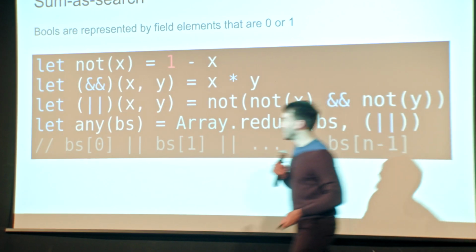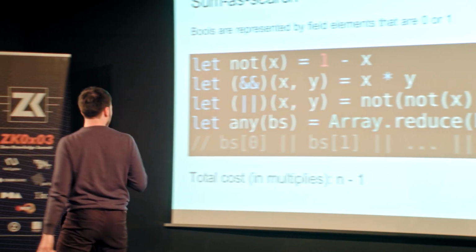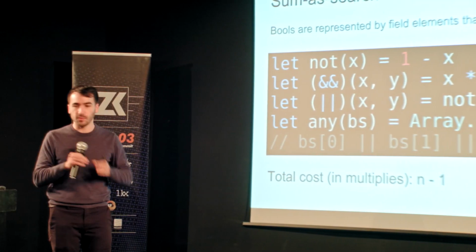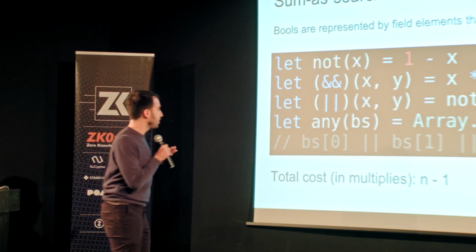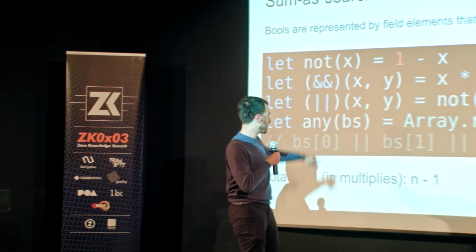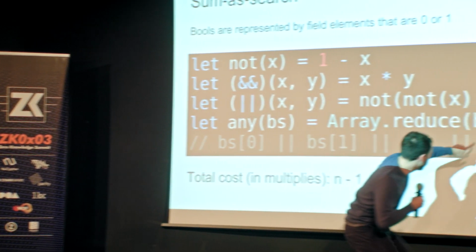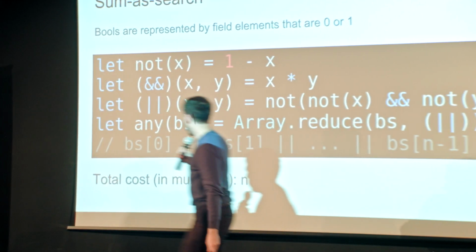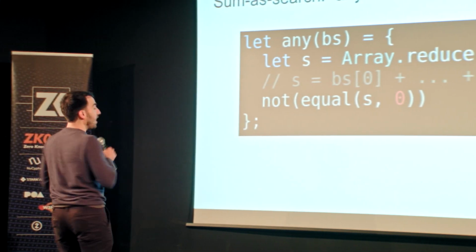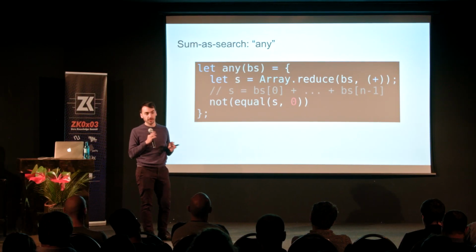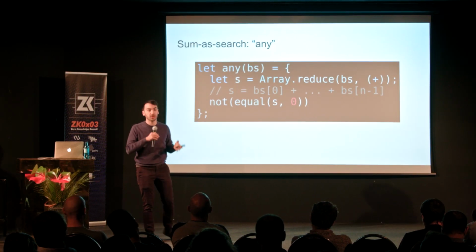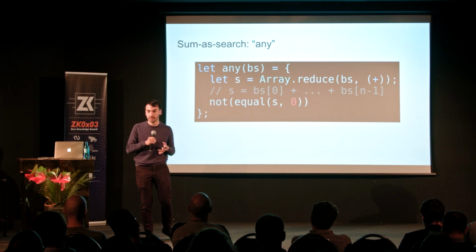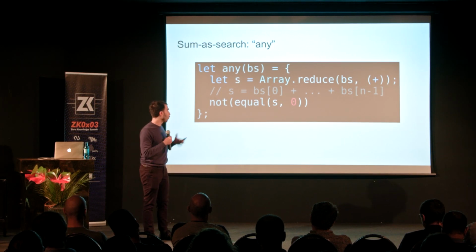Okay. So this is okay. What's the total cost of this? Remember, we only care about multiplication. This costs n-1 multiplications because each of these ors costs 1 multiplication. That's okay, I guess, but actually you can do even better. You can only use 2 multiplications regardless of how many things you're oring together.